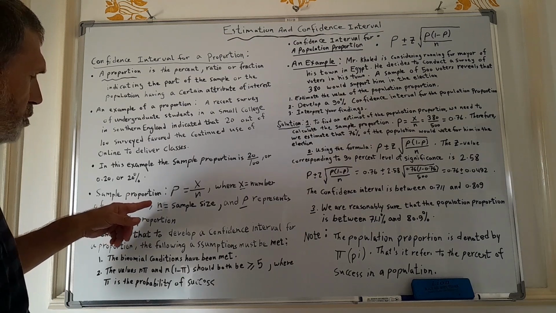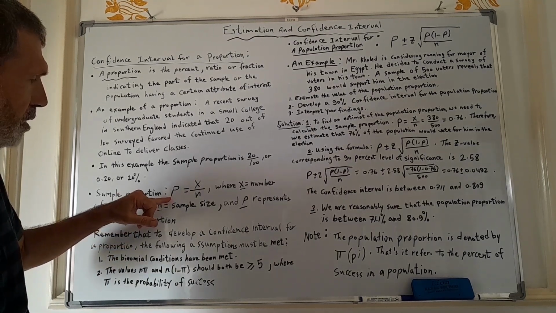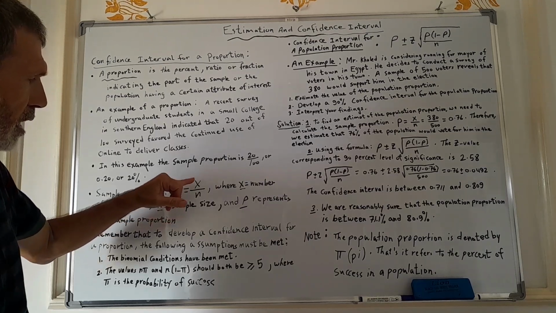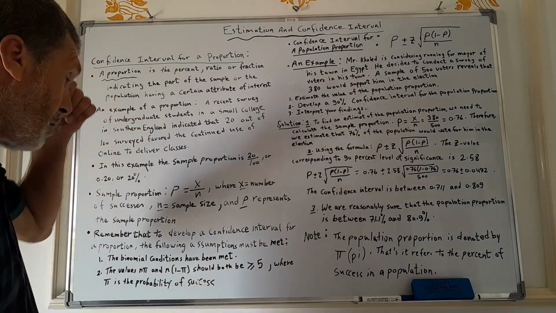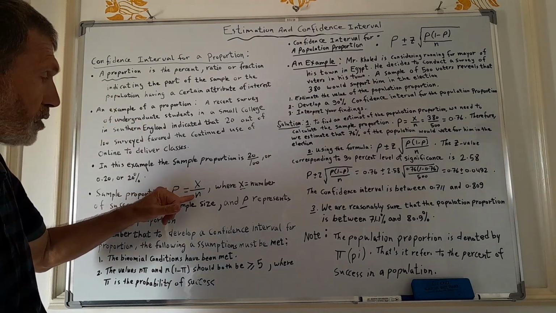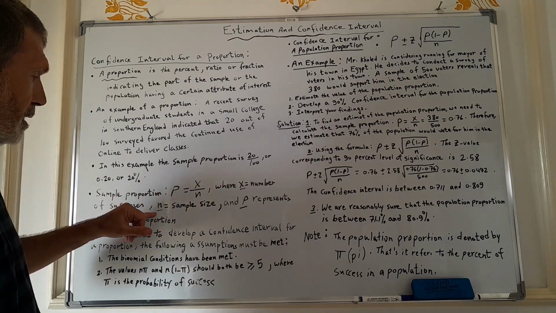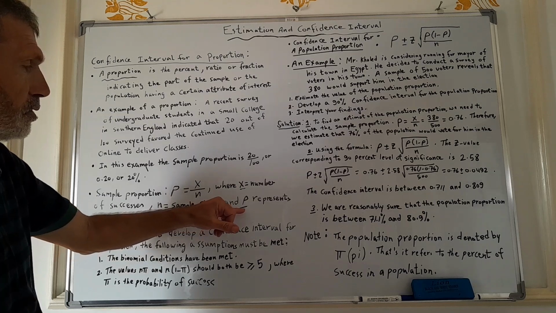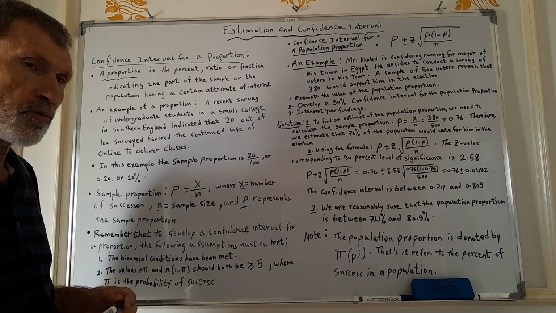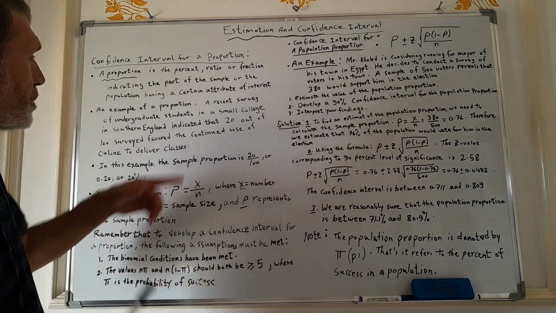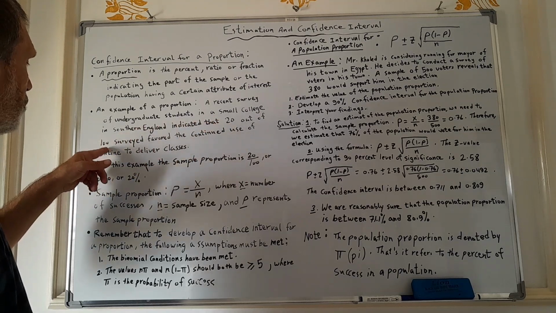The sample proportion is going to be written in this formula: p-hat equals x over n. So the sample proportion is going to be represented by p-hat equal to x over n, where x is the number of successes and n is the sample size, and p-hat represents the sample proportion. So the sample proportion is equal to x over n. So for instance, in this example, the sample proportion is 20 over 100.